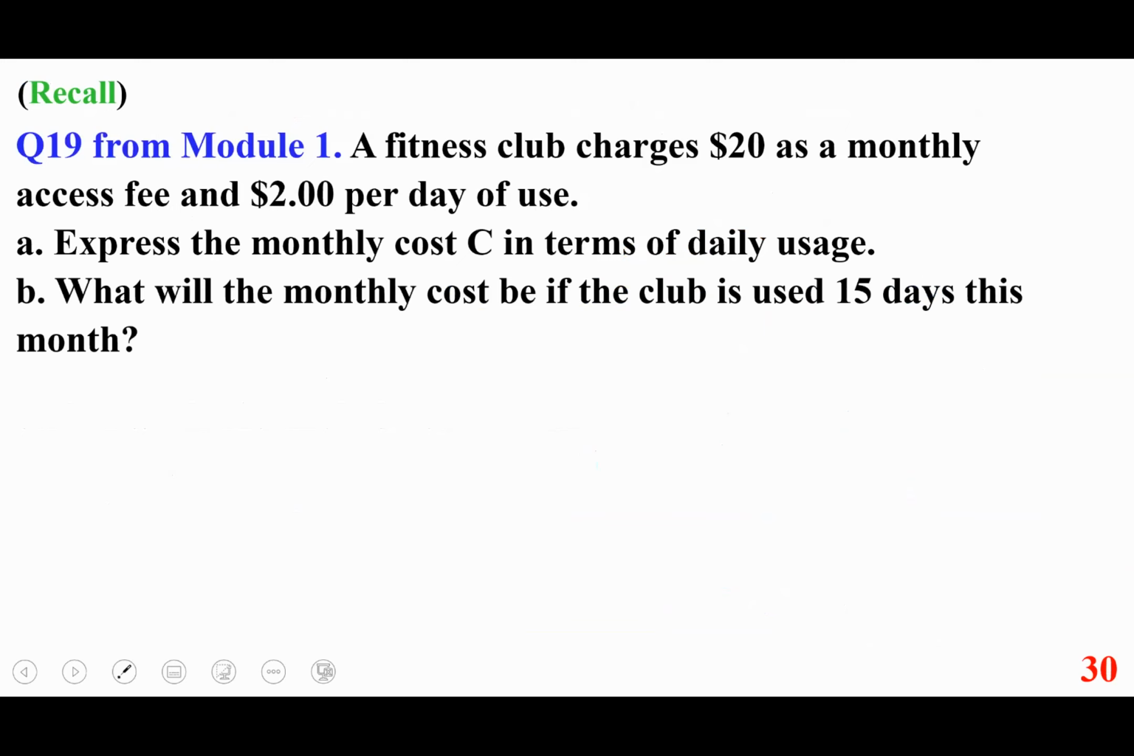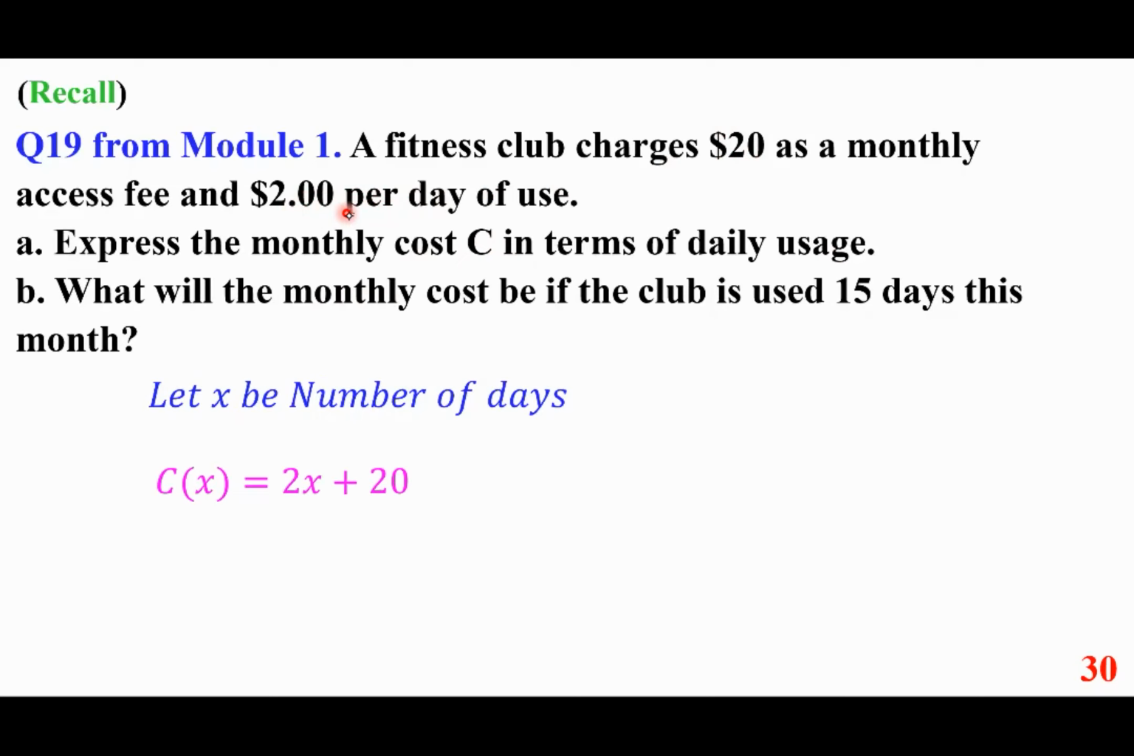A fitness club charges $20 as a monthly access fee and $2 per day of use. Again, this is very similar to the previous questions we've done. Not much of an explanation is needed. Express the monthly cost in terms of daily usage. So first you have to say what is going to represent the number of days, in this case, X. And so C, remember X comma Y, now it's X comma C. So C of X is this flat charge of $20 plus $2 per day. So 2 times X plus 20.